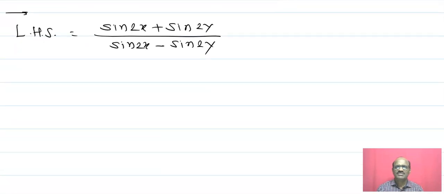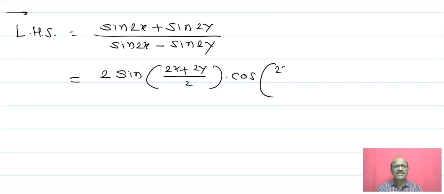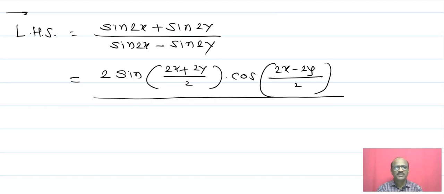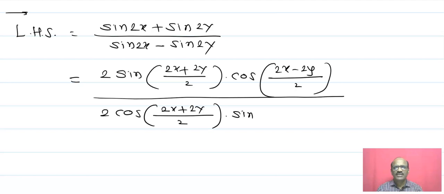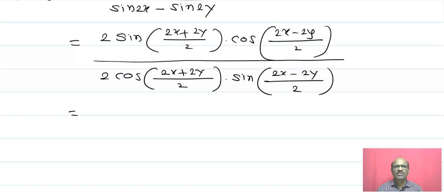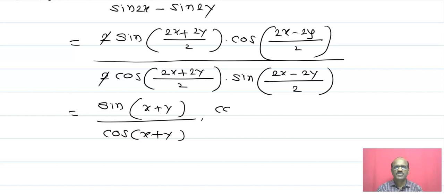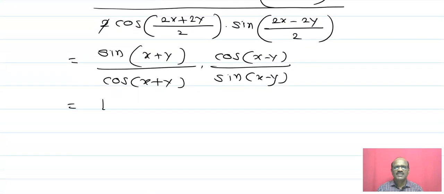LHS, we are considering LHS. Now see this, very simple. Now apply the formula for sine C plus sine D. That is 2 times sine of C plus D upon 2 into cos of C minus D upon 2. And to the denominator, cos of C plus D, that is 2x plus 2y upon 2, into sine of C minus D, that is 2x minus 2y upon 2. If we take the 2 common in the bracket, that 2 gets cancelled. And therefore, you will get sine of x plus y upon cos of x plus y into cos of x minus y upon sine of x minus y.